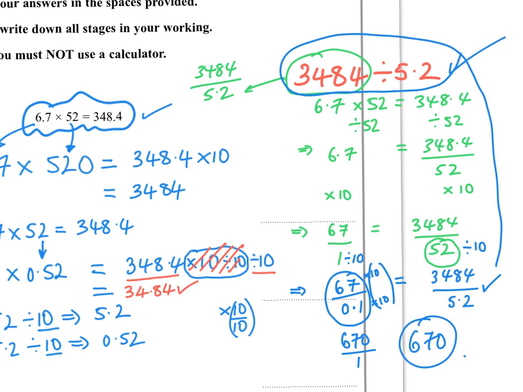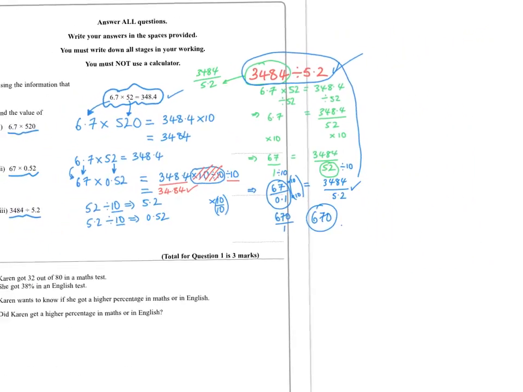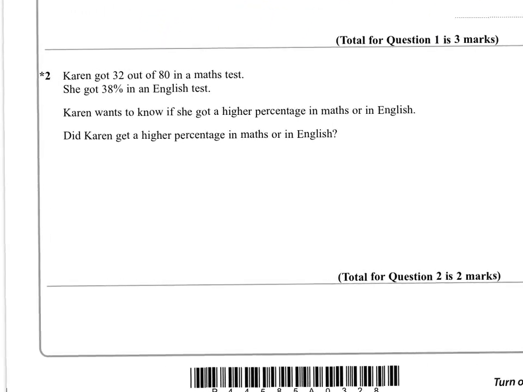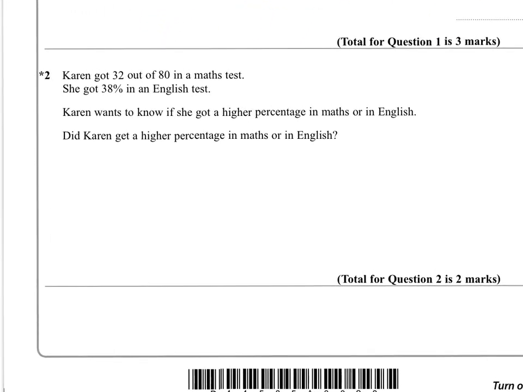Okay, so let's move on to the next question. So what's the next question? Well, it's a QWC question, quality of written communication. And it says Karen got 32 out of 80 in a maths test. She got 38% in an English test. So for the maths, here.